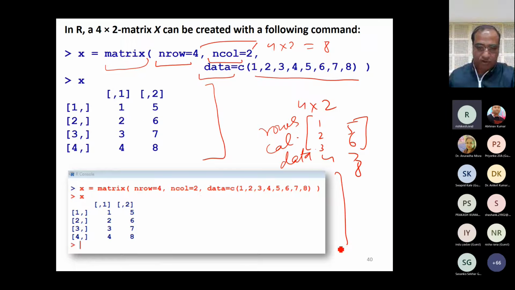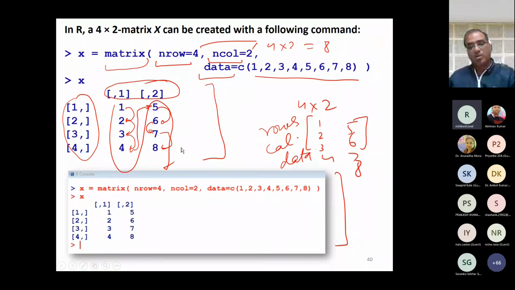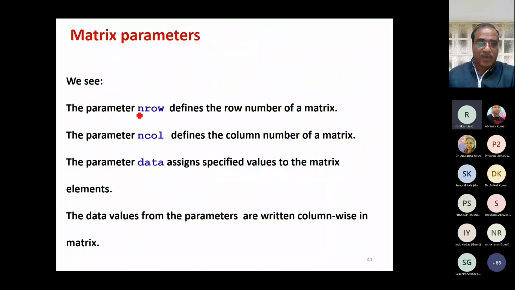And this is the screenshot. You can see these are my 2 columns, column 1, column 2. These are my 4 rows, 1, 2, 3, 4, and the data is entered like this: 1, 2, 3, 4, then 5, 6, 7, 8. So you can see data is coming column wise. That is the default way in which the data is going to be arranged. If you have used nrow, ncol and data, nrow defines the number of rows, ncol defines the number of columns, and data assigns the values.